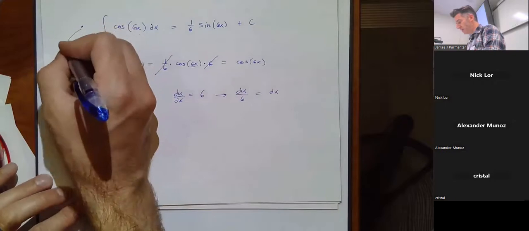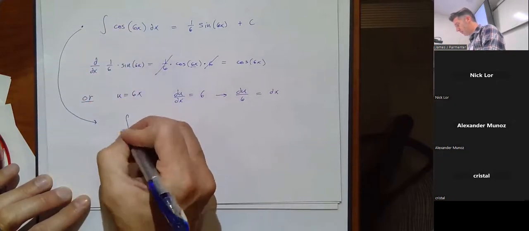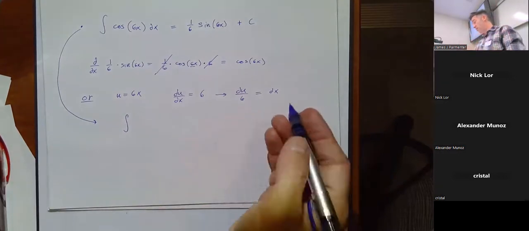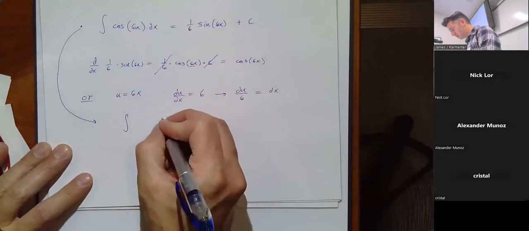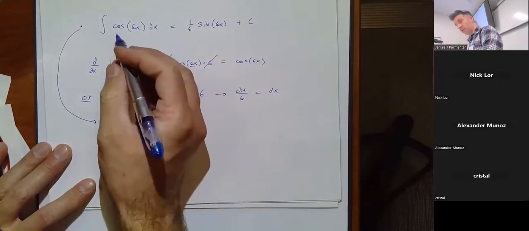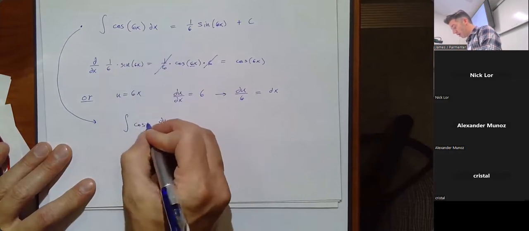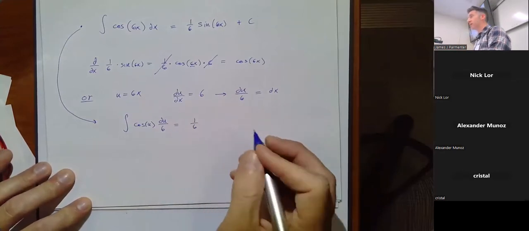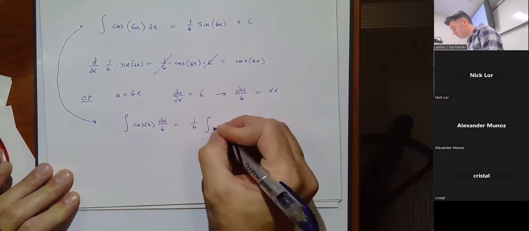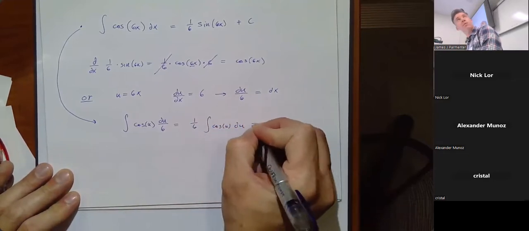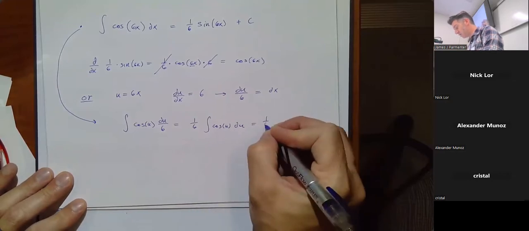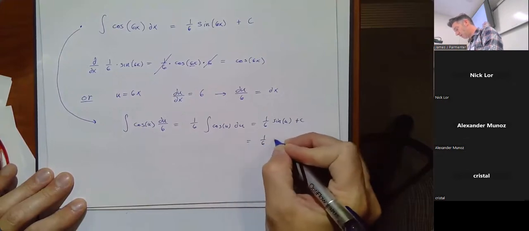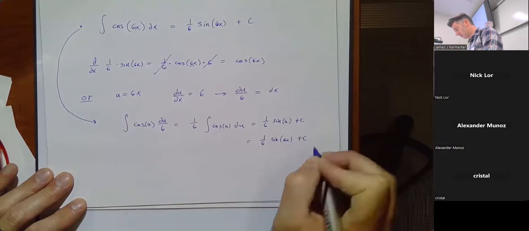So then rewriting our antiderivative here, I don't have to worry about any x's canceling because I don't have any x's in this little equation here. So my dx is going to become du over 6, and my cosine of 6x is going to become cosine of u. I'm going to pull out the 1/6 constant multiple because I can. And then the antiderivative of cosine of u is, well, we're going to have the 1/6 times sine of u, which is going to be 1/6 times sine of 6x plus c.